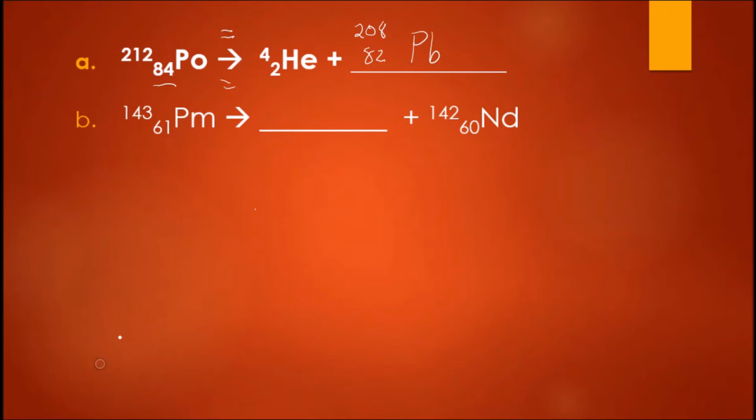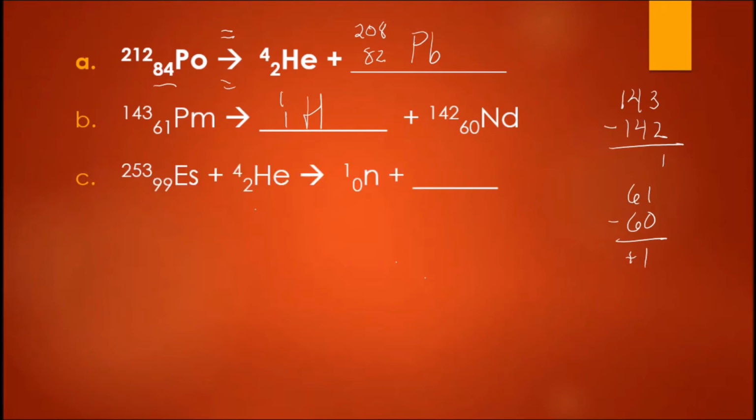Ryan, since you did such a great job figuring out that that was lead, you can do the next one. 143 equals what plus 142? In other words, 143 minus 142 is... 61 equals what plus 60? In other words, 61 equals what minus 60. All right, so who is number 1, Ryan? Hydrogen. So far, so good? Not that hard.